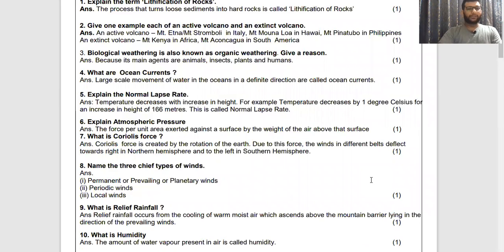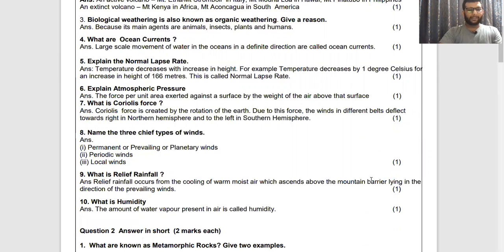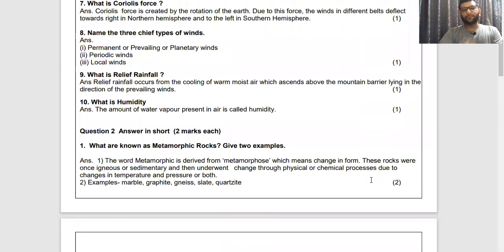Coming to the next question, name the three chief types of winds: permanent, or prevailing, or planetary winds. You can add any one of the names, it's okay. The second one is periodic winds. The third one is local winds. Again, all three will fetch you 1 mark. Next, what is relief rainfall?